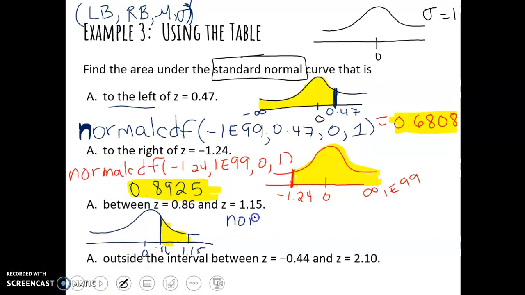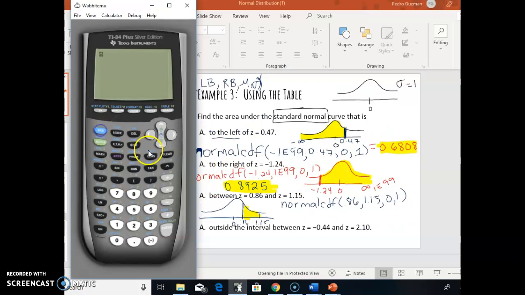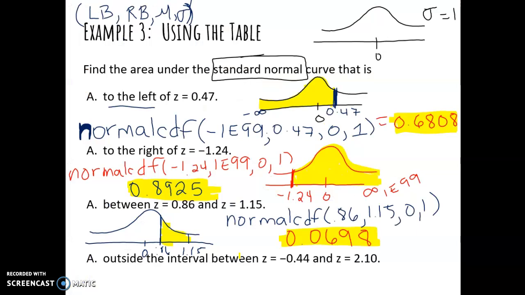So this would be normalCDF. Left boundary is 0.86. Right boundary is 1.15, 0, 1. So on the calculator, second vars, number 2, we want 0.86 as our left boundary, and our right boundary is 1.15. Mean and standard deviation stay the same, 0 and 1, and we get 0.0698. Okay, so we got 0.0698 for the area between 0.86 and 1.15. We're going to pick up with this last portion of example 3 in part 4 of the normal distribution.